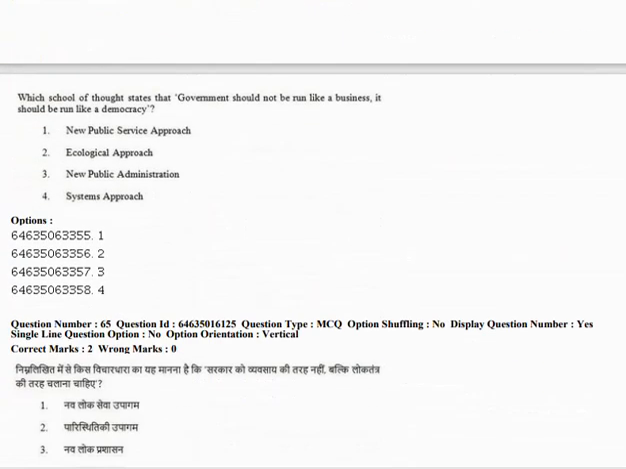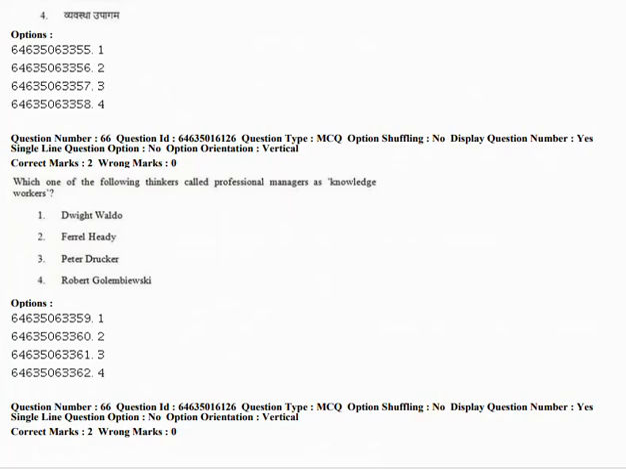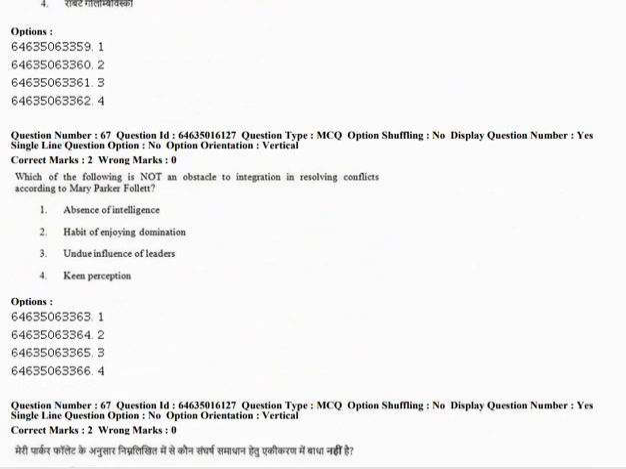65. Which school of thought states that government should not be run like a business, it should be run like a democracy? This was said by the New Public Service approach. 66. Which of the following thinkers called professional managers knowledge workers? It is Peter Drucker.